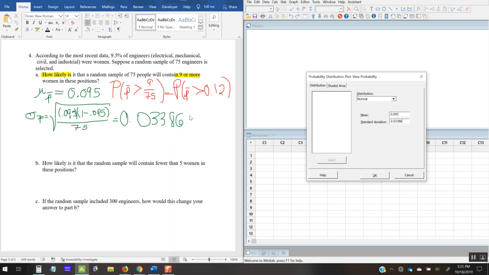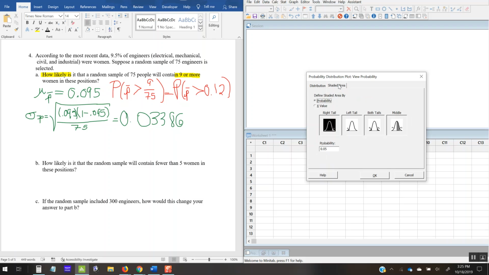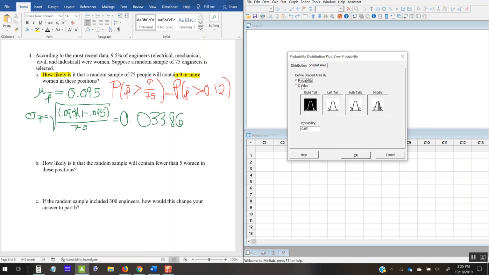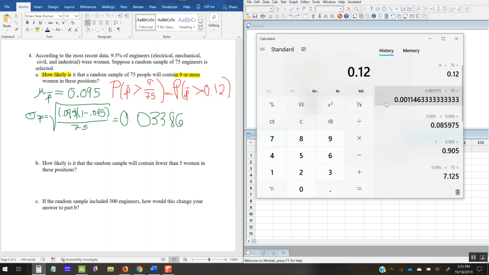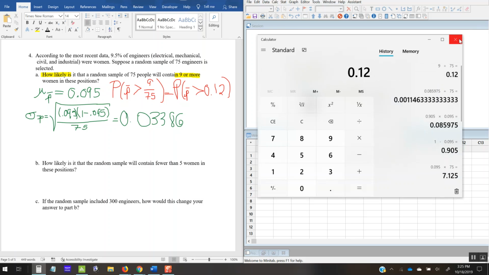All right. So we're going to go over to shaded area, go down to X value, put in my proportions. I want greater than, so I do want a right tail, and greater than 0.12. 0.12 seems too big. Really? 9 out of 75 is 0.12. That's 12%. Okay. All right.